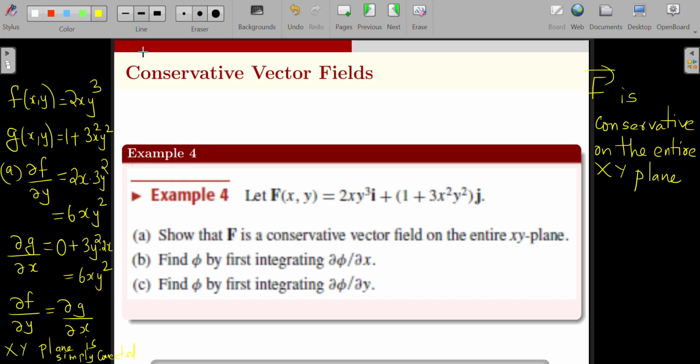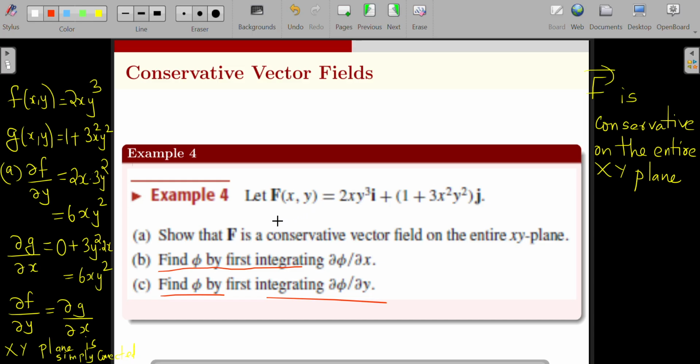Now let us move on to the B part. In the B part, it is asked to find a function phi, and in the C part also you are asked to find a function phi. In two methods you are asked to find the function phi. The first method is to integrate ∂phi/∂x with respect to x, and the second method is to integrate ∂phi/∂y with respect to y. So now let us look at what this means.